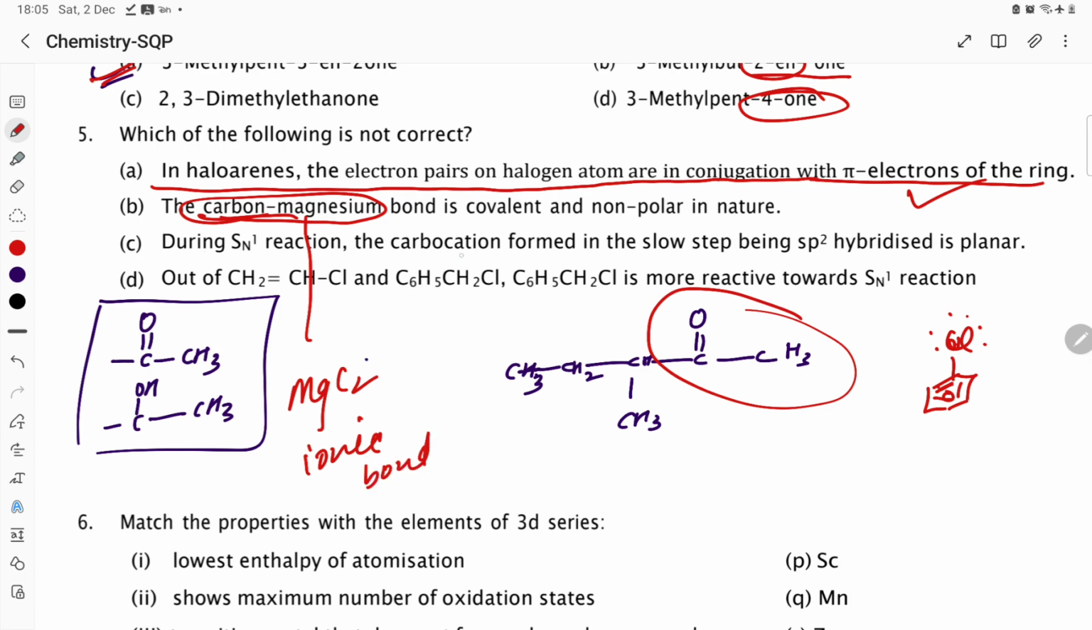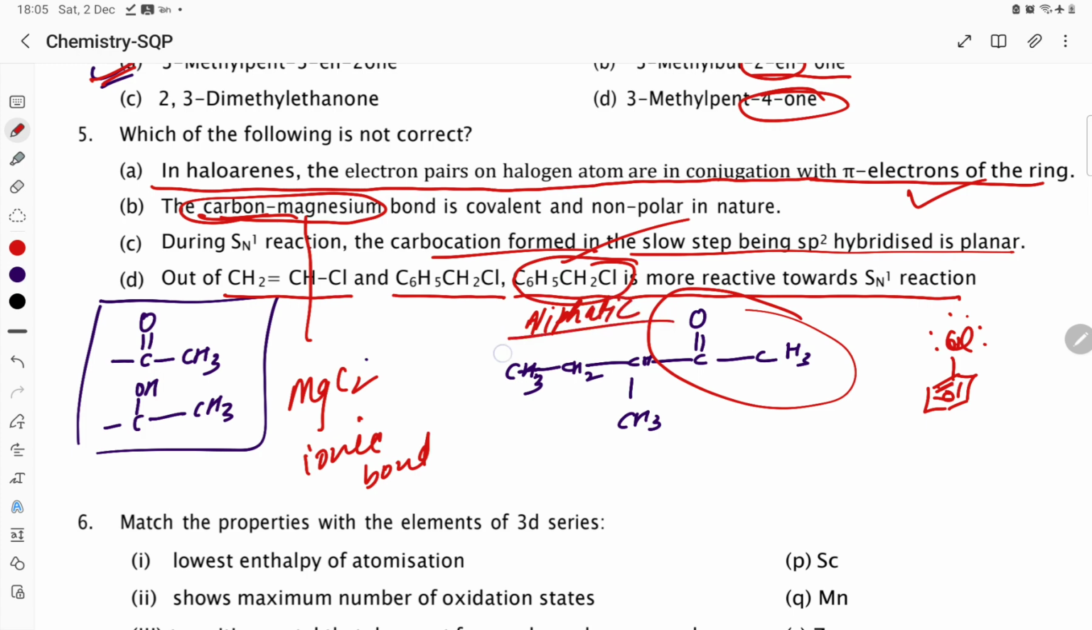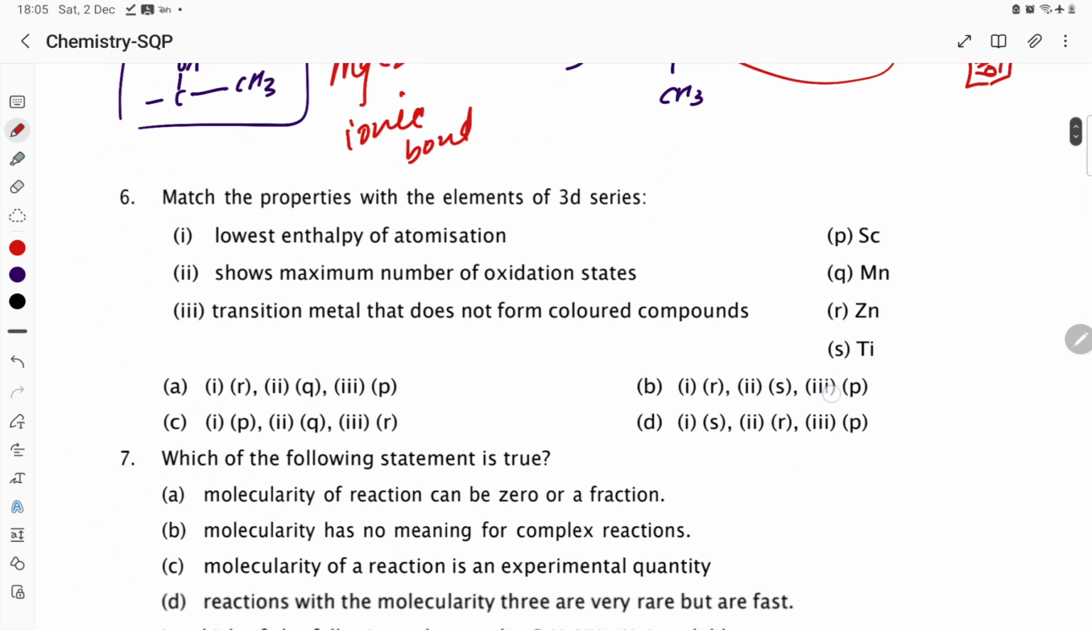During SN1 reaction, carbocation is formed in the slow step, SN2 is sp2 hybrid. That is correct. Out of CH2=CHCl and C6H5CH2Cl, C6H5CH2Cl is more reactive towards SN1 reaction, because this is aliphatic. In aliphatic there is no partial double bond character, so aliphatic goes faster, student. Now let us go to question number 6.